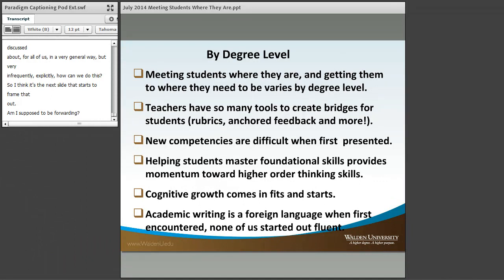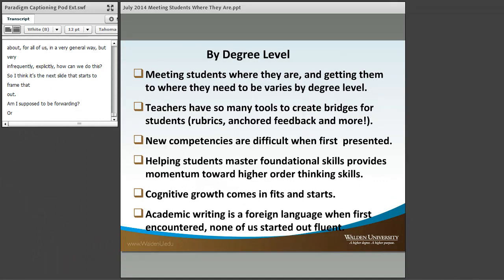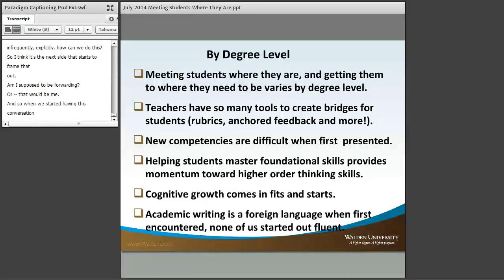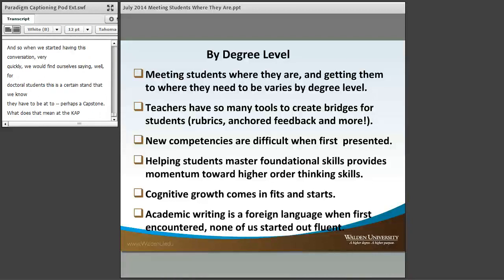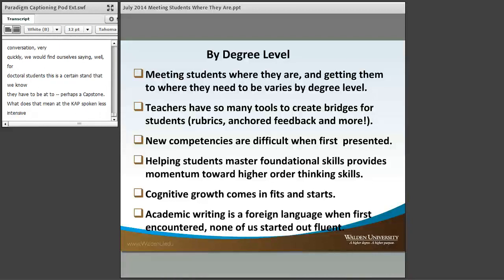Sure, that'd be me. So when we started having this conversation, very quickly we would find ourselves saying, well, for doctoral students, this is a certain standard that we know they have to be at to get to where they can craft a capstone. Well, what does that mean at the master's level when the capstone product's less intensive, and then again more so at the undergraduate level? What does it mean to meet students where they're at when their prior learning is so varied, and there are so many different skills that they're bringing into the classroom that might not be easily accessed?